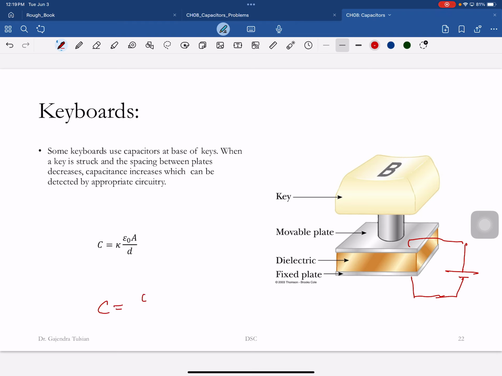Okay, so every key is connected to 5 volts. Capacitance is Q divided by V. So this is 5 volts. That's fixed. Now when you hit this key, D decreases, and the capacitance is epsilon naught A by D. When D decreased, capacitance increased. So when you hit this key, the voltage was the same, capacitance increased, charge flows in there. That's how the computer knows which key you hit.